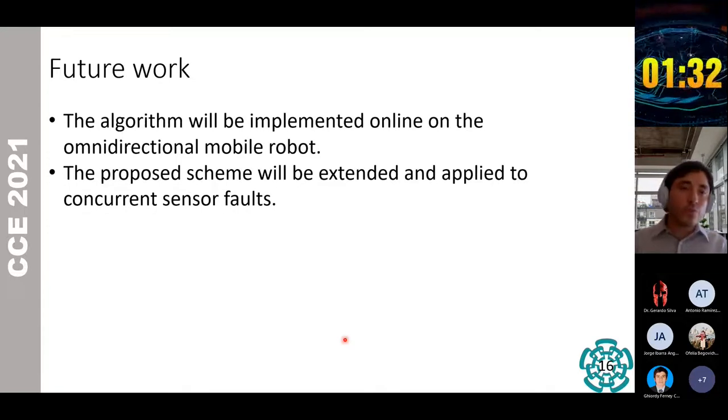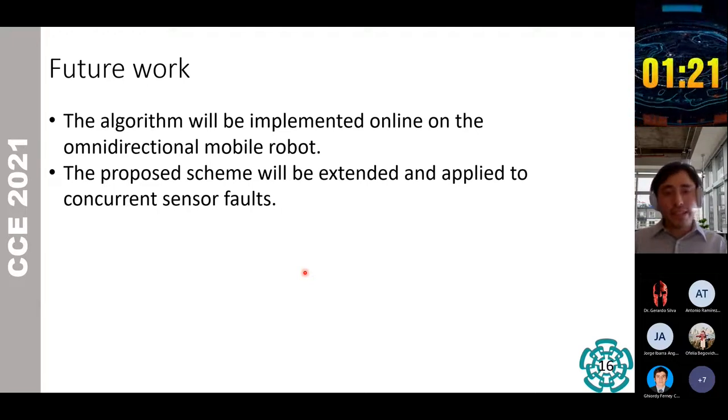And as future work, we have that the algorithm will be implemented online on the omnidirectional mobile robot, and the proposed scheme will be extended and applied to concurrent sensor faults.